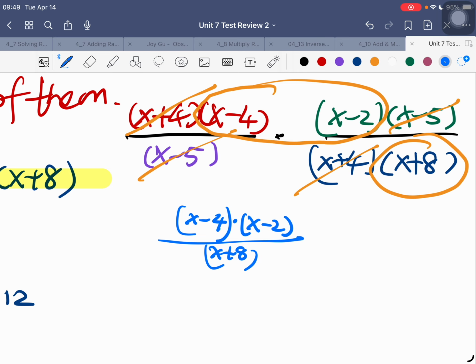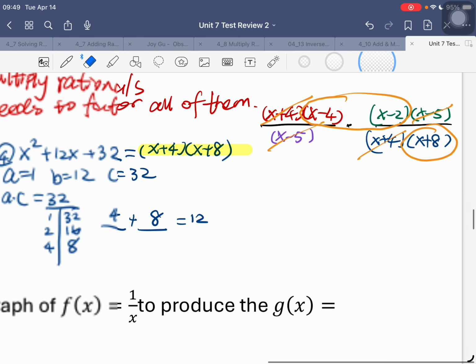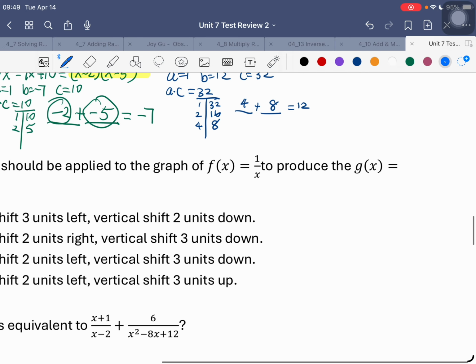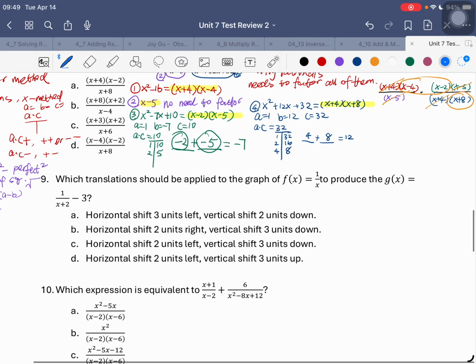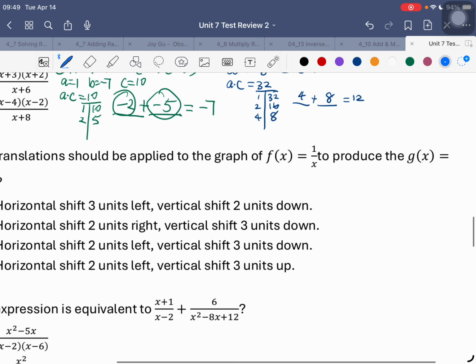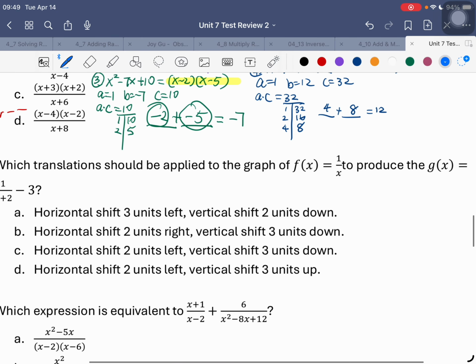Okay, now let's look at question 9. Question 9, you still need to use the rational function anchor chart.